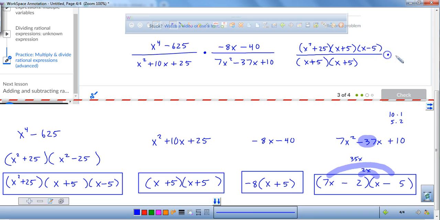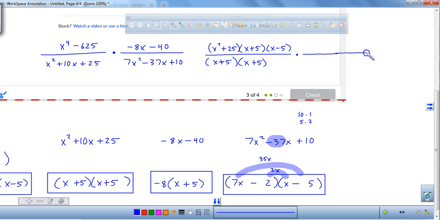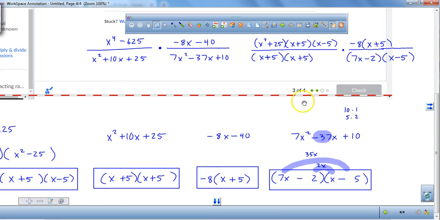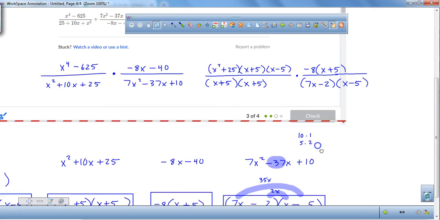Then I have a multiplication symbol here. I got to make that fraction bar keep going a little bit further. Up here I've got negative 8x minus 40, which factors to a negative 8 parentheses x plus 5. And then down here in the denominator I've got a 7x minus 2, and I've got another x minus 5 right there. So everything has been listed now. I took all of these factors and I listed them right here and here.